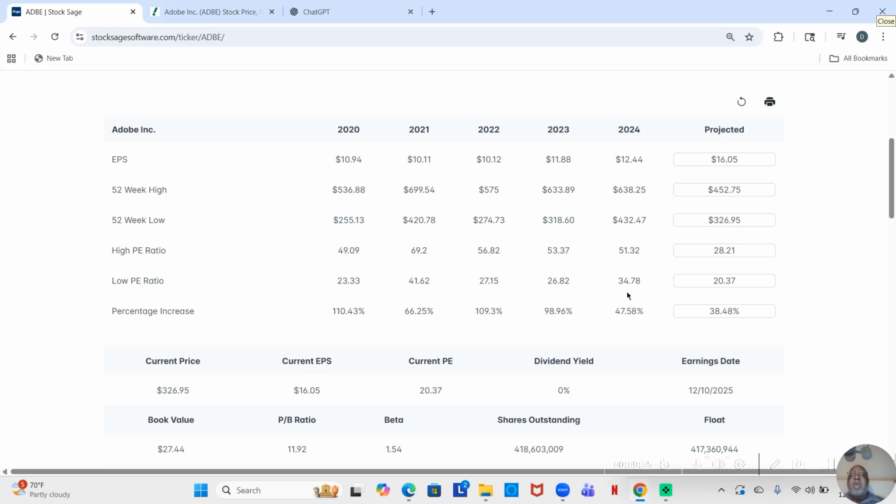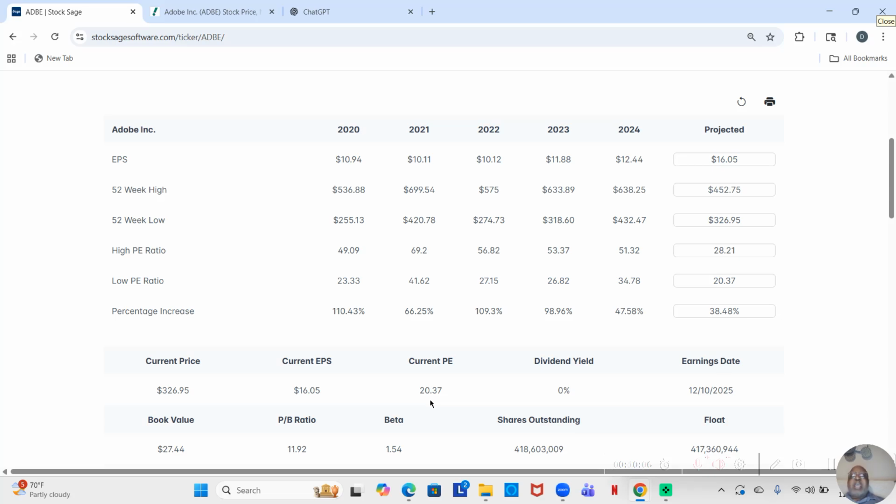So, in all probabilities, we could say that this PE ratio will not drop below that. However, if we look at the current PE ratio, it's 20.37. It's already moved below it. So it's gone against the probabilities.